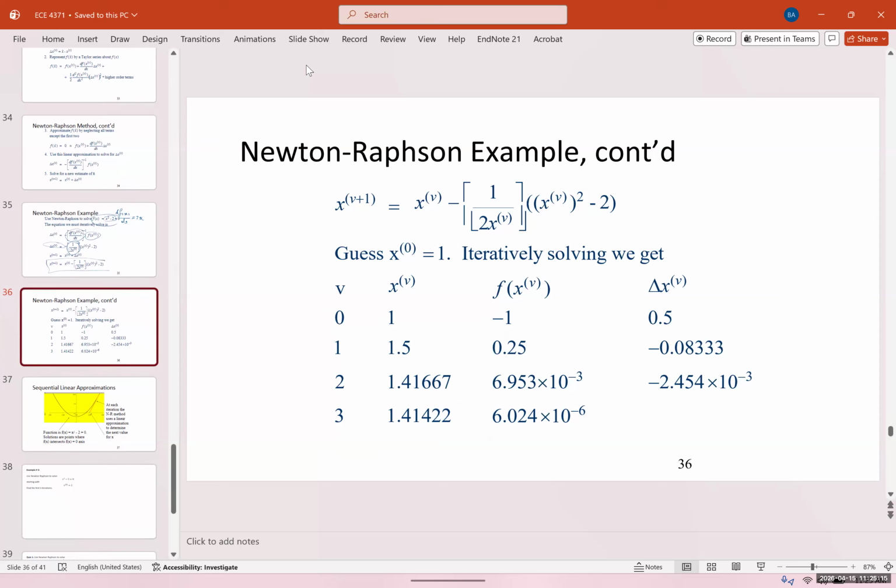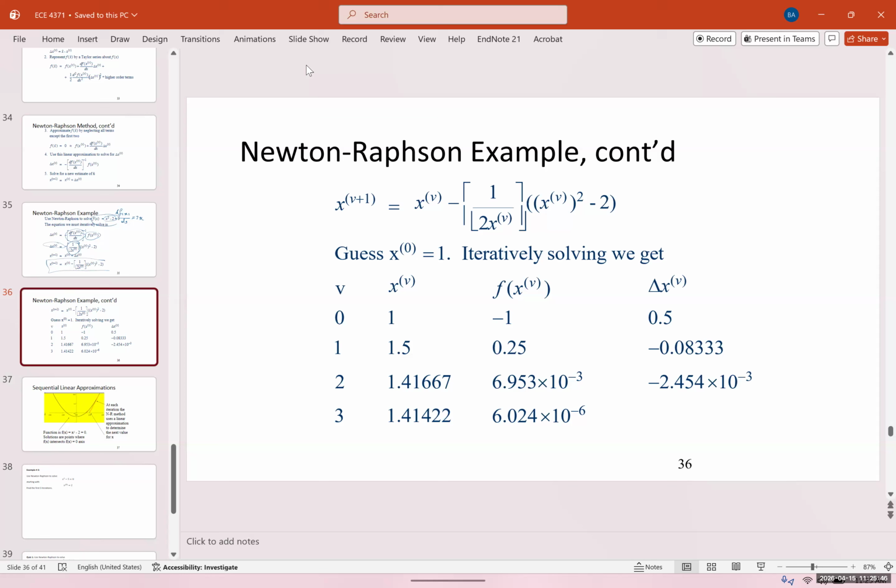Same thing that we did. This is already given. And then we iteratively solve. And we get for x^v: first 1, and then 1.5, 1.41667, and 1.41422. And f of x^v, you can see how it changes, and you see how quickly we converge to the final solution, which is at the square root of 2. For the previous one, it took 4 or 5 iterations.